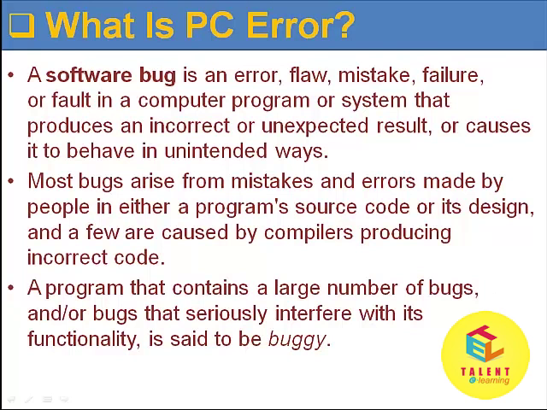A software bug is an error, flaw or mistake in a computer system that produces an incorrect or unexpected result. Most bugs arise from mistakes and errors made by people in either a program's source code or its design.